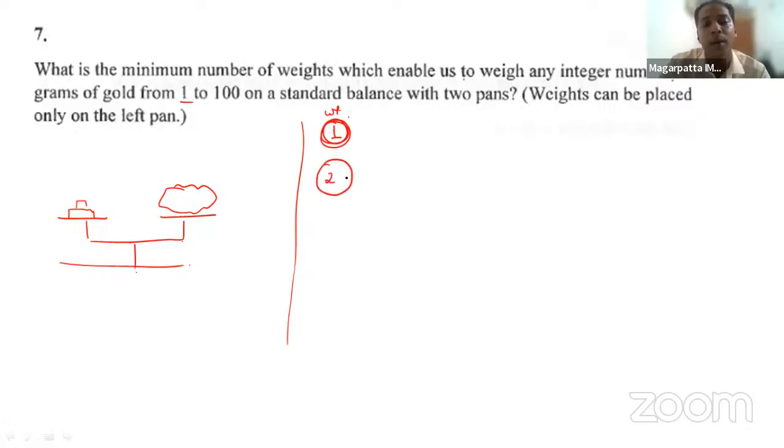So 1 is done, 2 is also solved. If I want to measure 3 grams, can it be done using 1 and 2? Can it be done using 1 and 2?